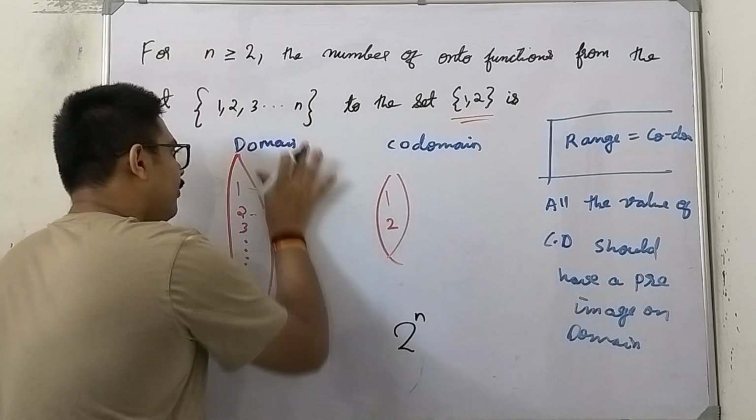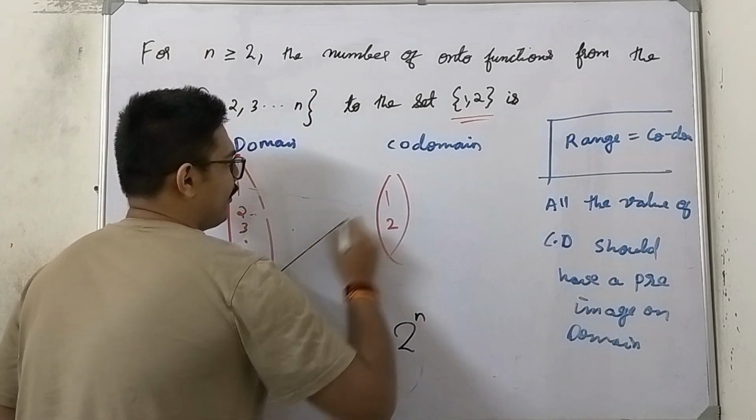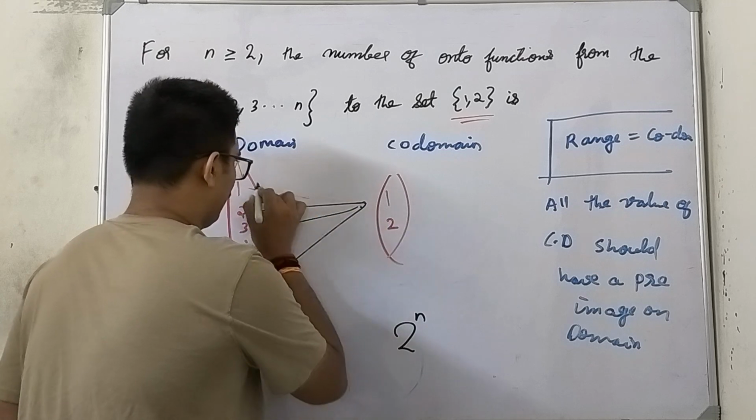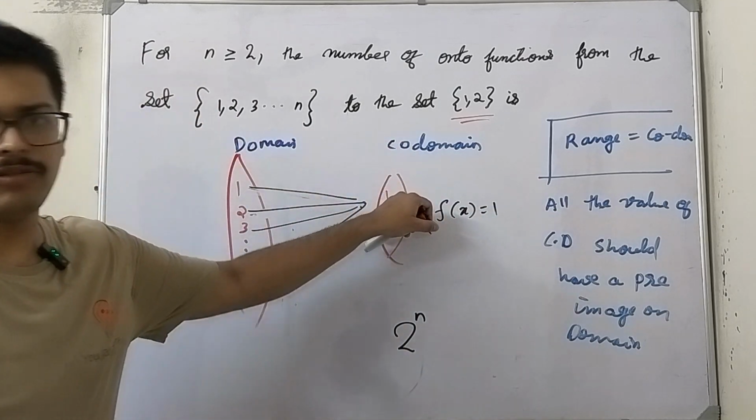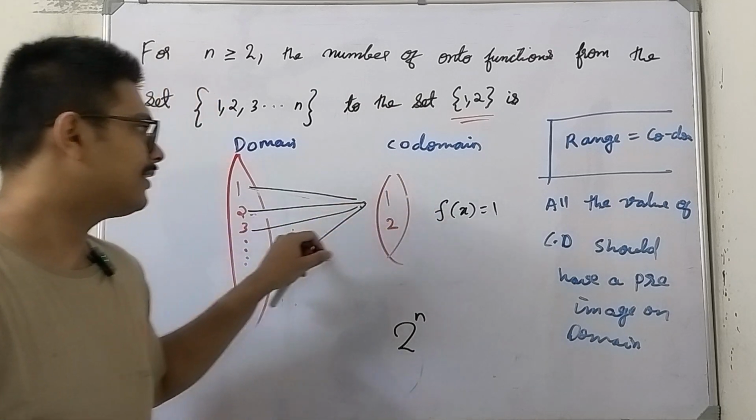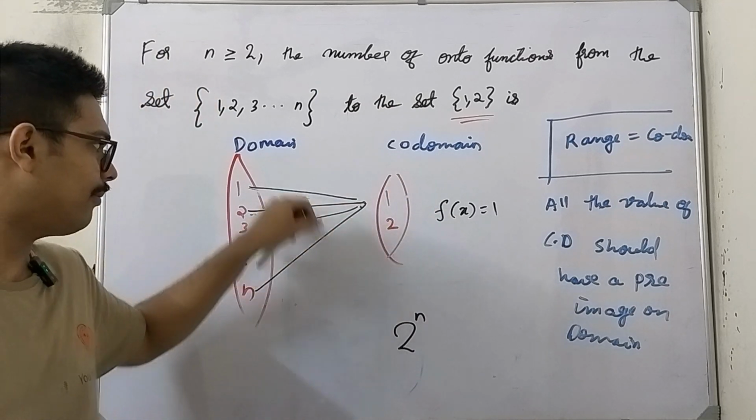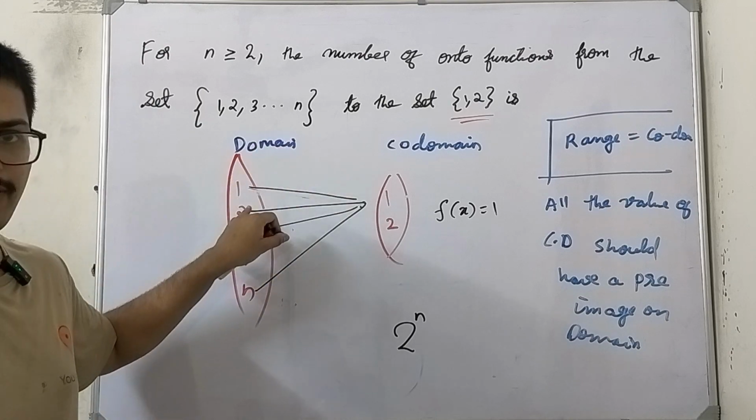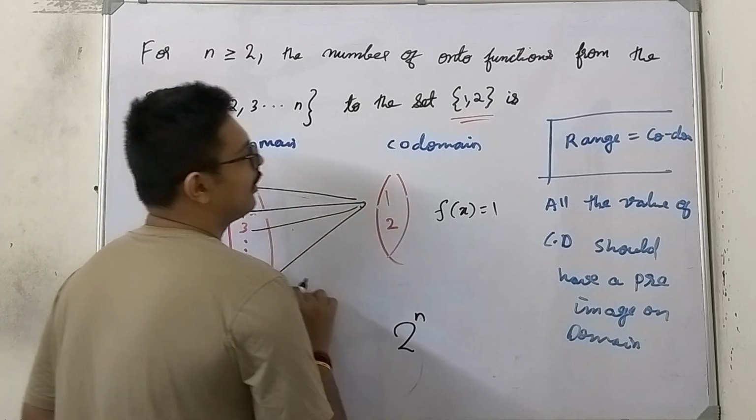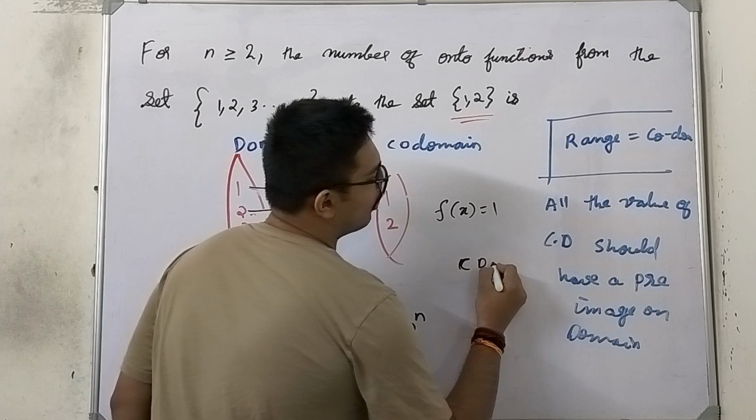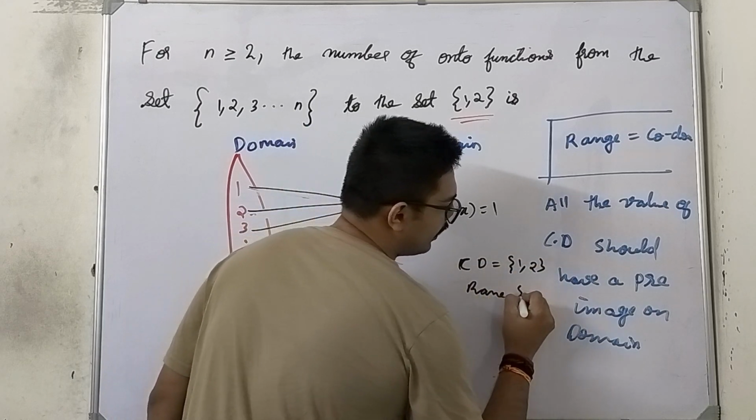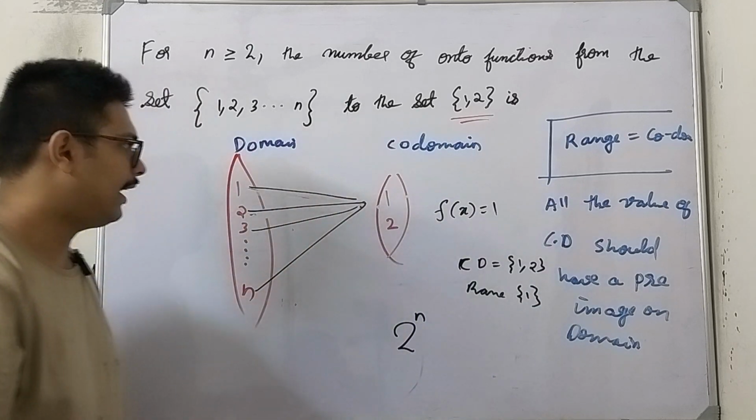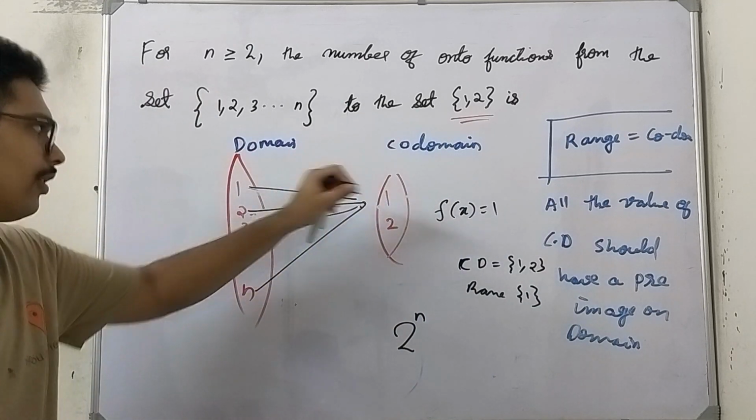Among them, if you form a function such that f of x is a constant function, that is f of x equal to 1, it is no longer onto. Why? 2 doesn't have a pre-image in the domain. Or you can say range equals {1}, but the codomain is the set {1, 2}, and the range is only 1. Is range equal to codomain? No. In that case, it is not an onto function.